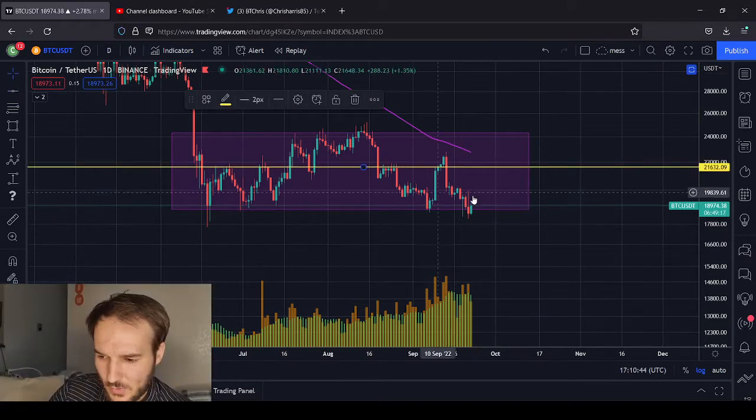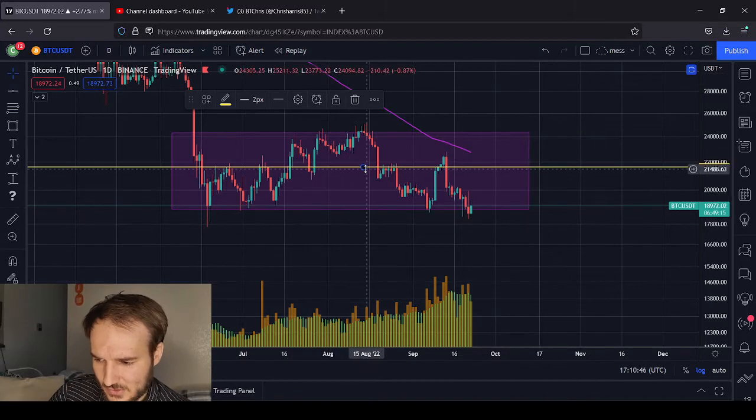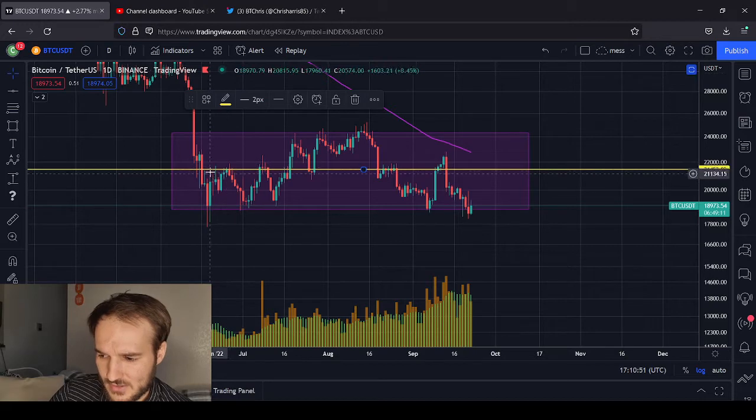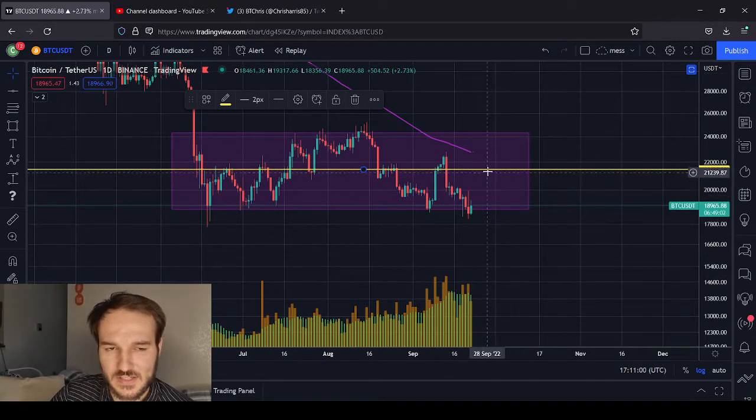If I put a line right in the middle of this range, a little bit on the upside, maybe right there, you can see we got some resistance here. We found some support here. We got some resistance here. We did disrespect it a little bit here. I think this line would be a good profit-taking zone.